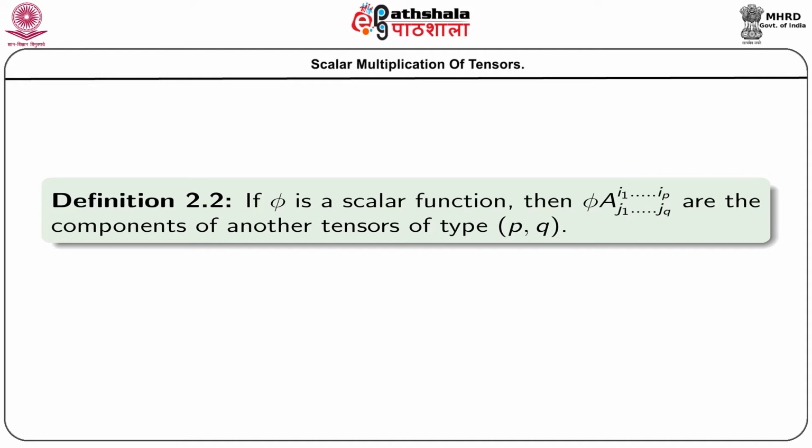Now, the scalar multiplication of tensors. If phi is a scalar function and it is multiplied with the components of the tensor of type (p,q), that is A i1, i2, ip, j1, j2, jq, then again it is a tensor of type (p,q).